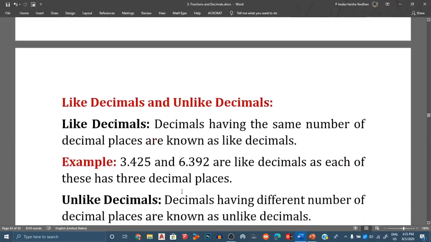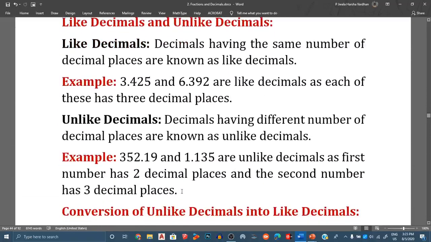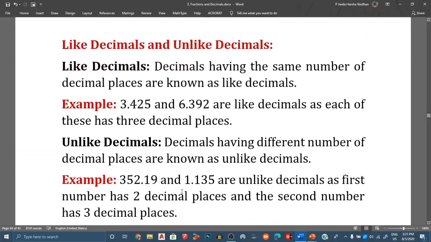coming to the different types of decimals: like decimals and unlike decimals. Like in fractions, here also we have two types of decimals. Like decimals means decimals having the same number of decimal places. For example, 3.425 and 6.392 are like decimals, as each of these has 3 decimal places after the decimal point. Observe here 1, 2, 3. Here also 1, 2, 3. So these two decimal numbers are called like decimals.